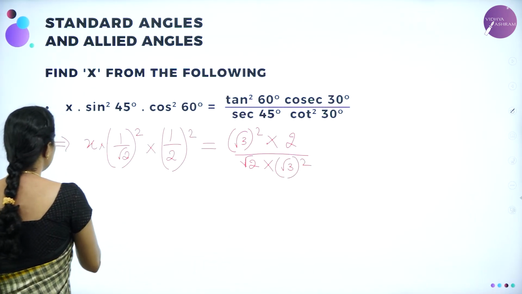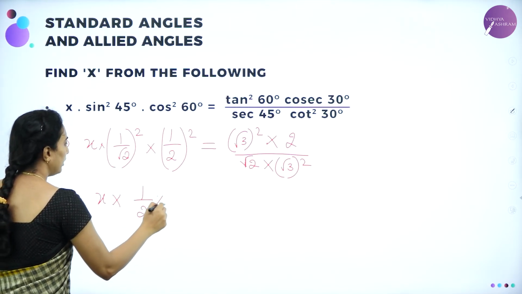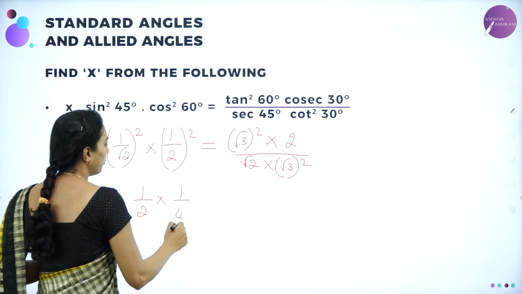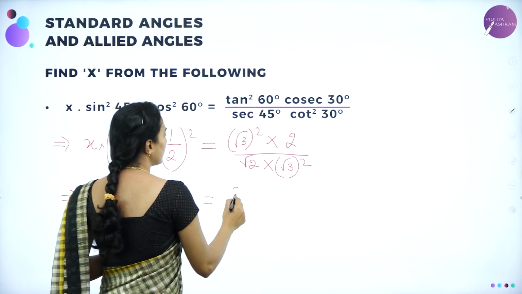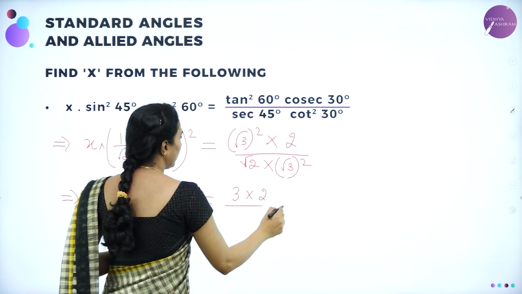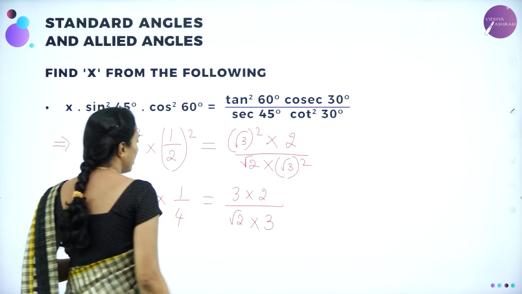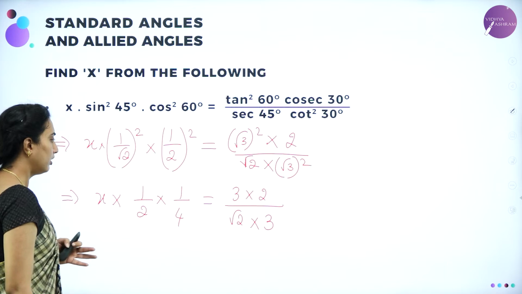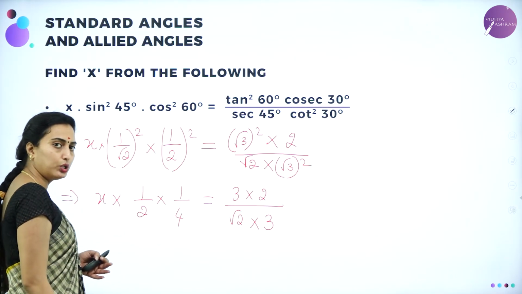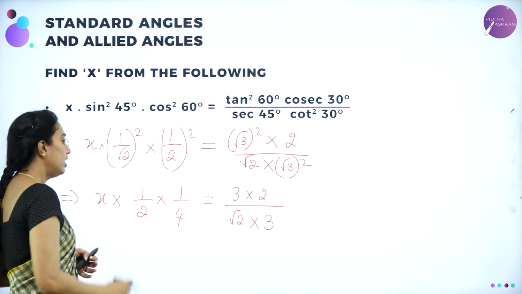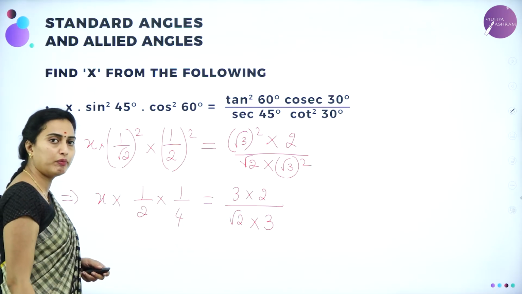So again, by doing simplification, x into 1 by root 2 whole squared is 1 by 2, into 1 by 2 whole squared is 1 by 4, because 1 squared by 2 squared, right? Which will be equal to root 3 whole squared is 3, into 2, divided by root 2, as it is, into root 3 whole squared is 3. So what will get cancelled here? Nothing will be getting cancelled. If you want, you can write 2 as root 2 into root 2 to cancel the root 2 here. Otherwise, you can cross multiply here. 4 into 2 will be cross multiplied to the numerator of the right hand side.